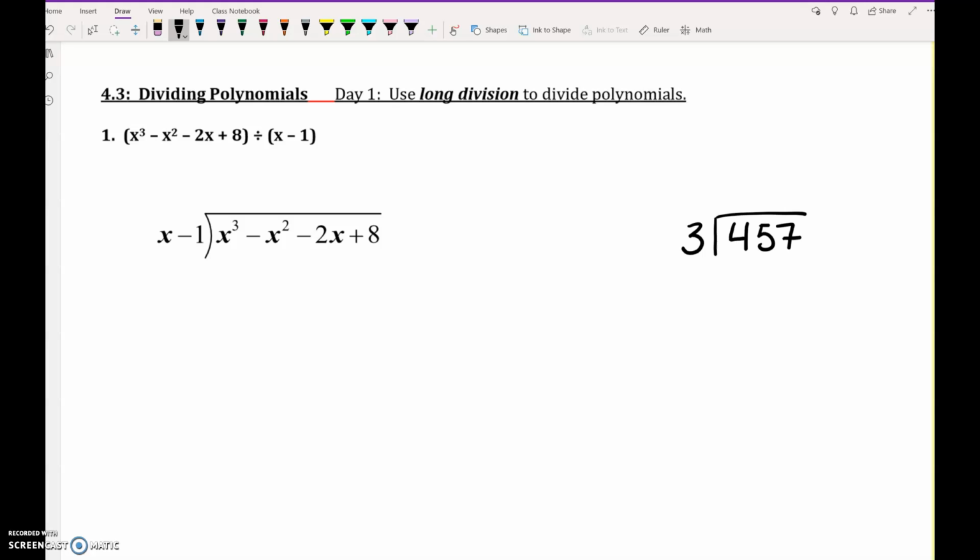Let's review long division of numbers. We're going to do this problem over here on the right, so add this to your notes. When we're doing long division, you're looking at how many times the number on the outside. This is 457 divided by 3.